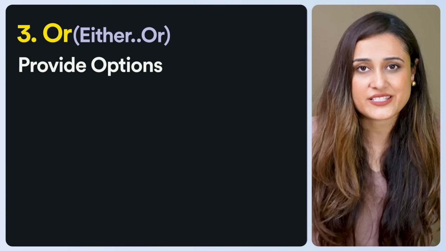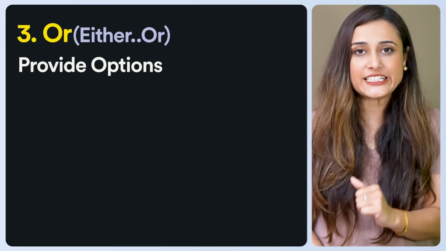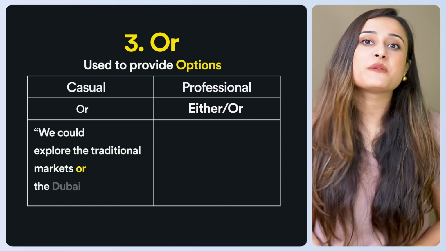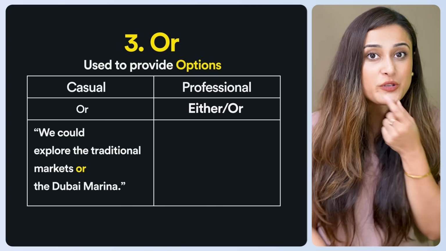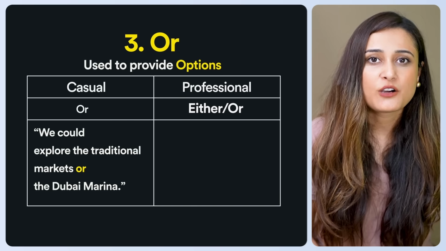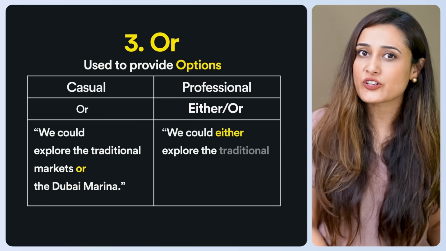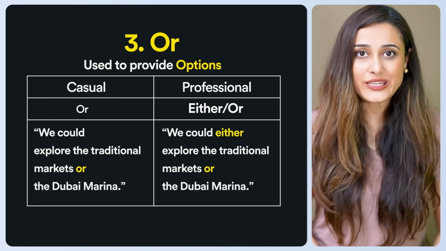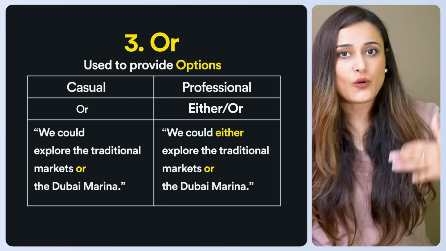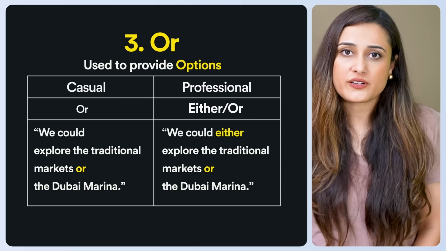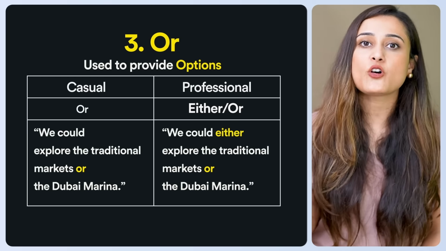Now let's talk about the sentence that was spoken by Casual Alina. We could explore the traditional markets or the Dubai Marina. Now, if you replace or by either or, this is how it is going to be. We could either explore the traditional markets or the Dubai Marina. Okay, so either option number 1 or option number 2. So these words, or, either or, they are used when you've got two main options.